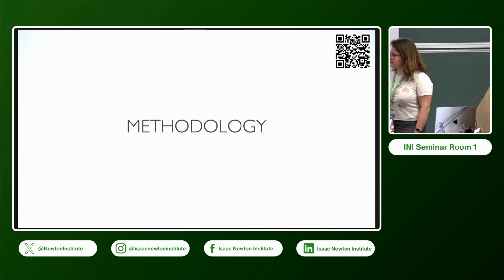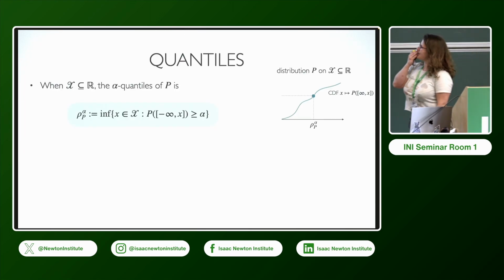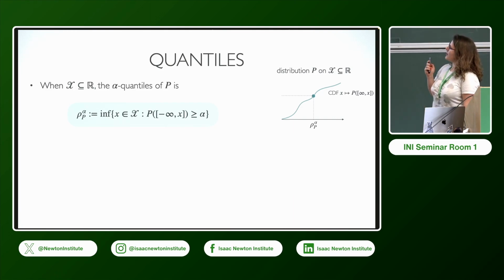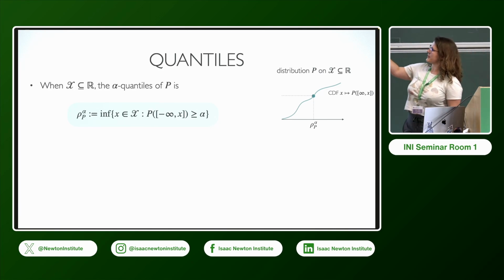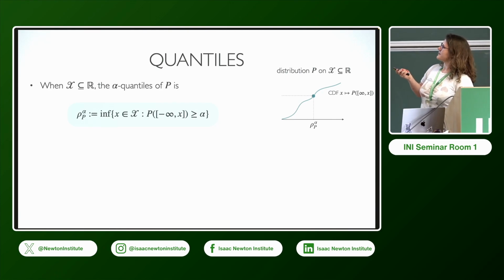Okay, so we heard a lot about quantiles already, so I'll just go over this quickly. When the space X is one-dimensional, the alpha quantile of P is defined as the smallest element in the space for which the measure of minus infinity to x is at least equal to alpha.